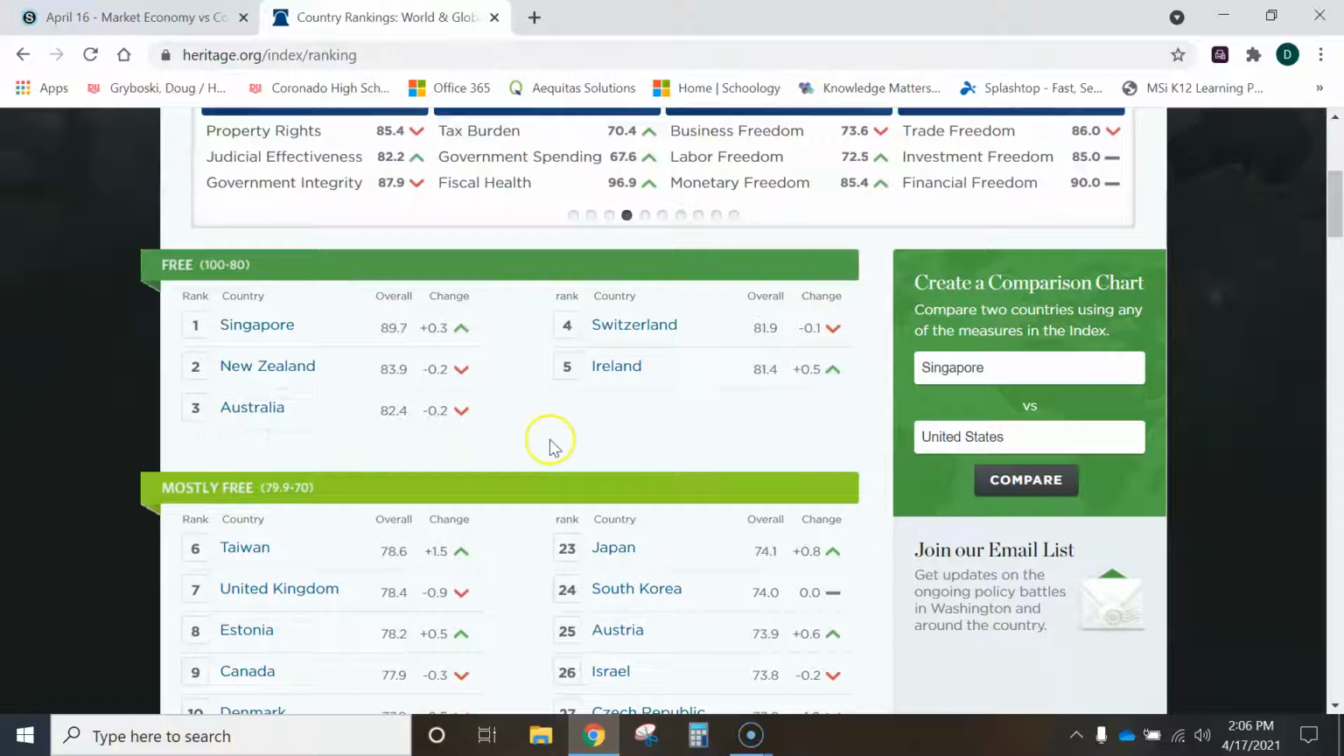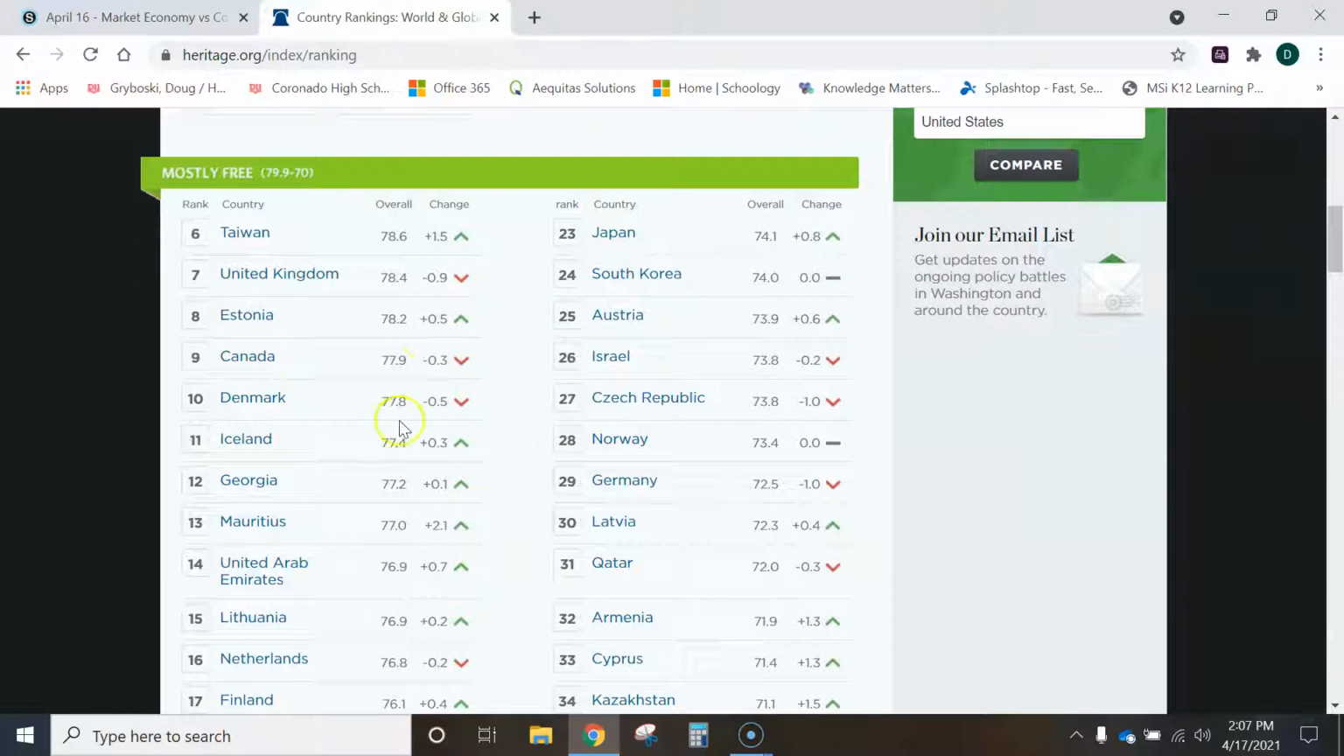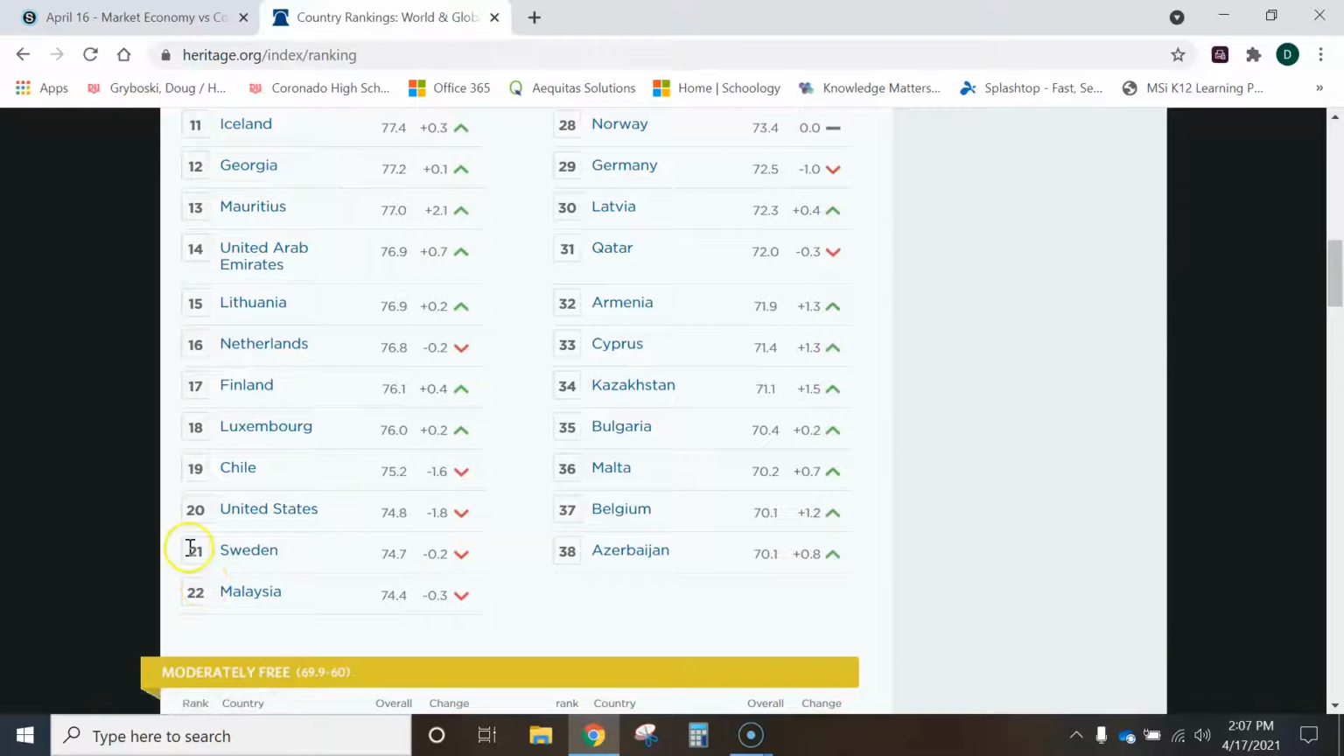Looking at the top 5, quite a few students said, wow, I was surprised that New Zealand was number 2 and Singapore was number 1. They had no idea that those countries were as free economically, where the citizens had lots of freedom. A lot of students were like, hey, Canada outranks the United States, Netherlands, Finland. It's pretty interesting, actually.